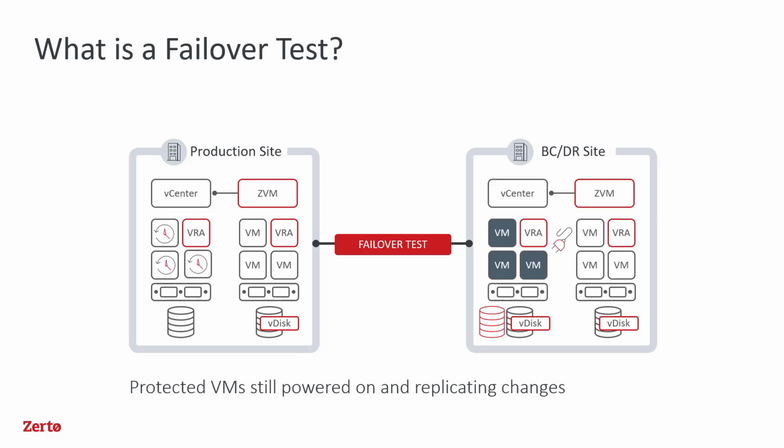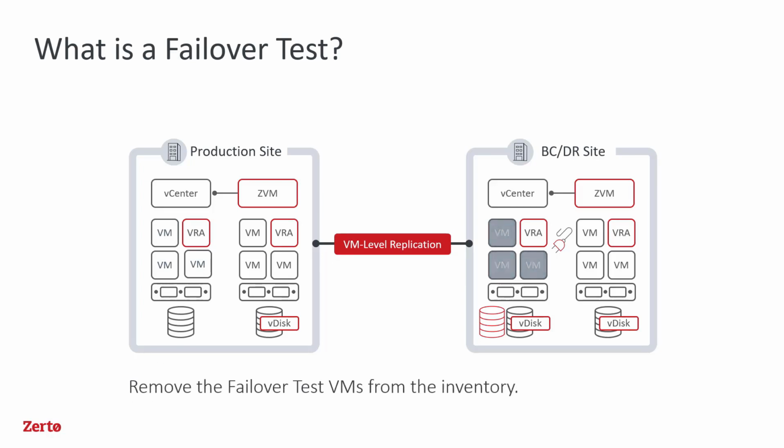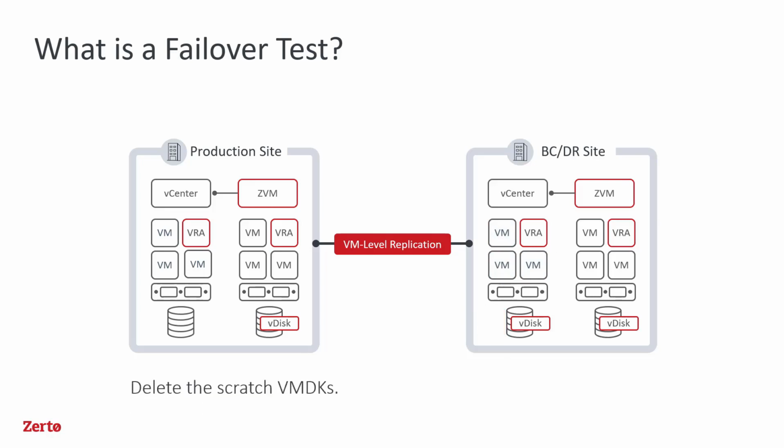Once you have finished your failover testing, you stop the failover test in a single click. Zerto automatically does all the cleanup as well, including removing the failover test VMs from the inventory and deleting the scratch VMDKs. This removes any changes made as part of the failover test. Lastly, Zerto automatically creates a new checkpoint specifically flagged to show when and what was tested. Because replication continued during the test, there is no resync period needed.